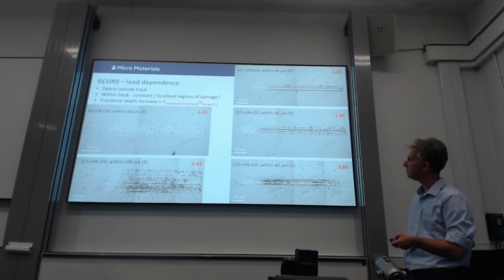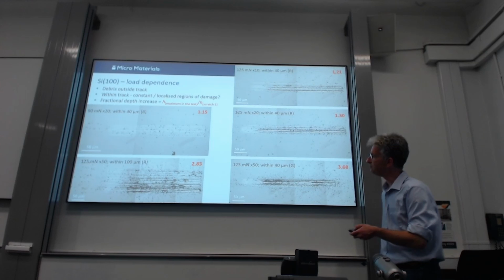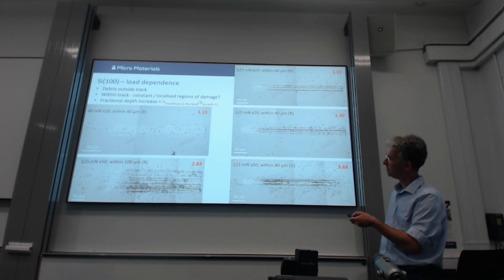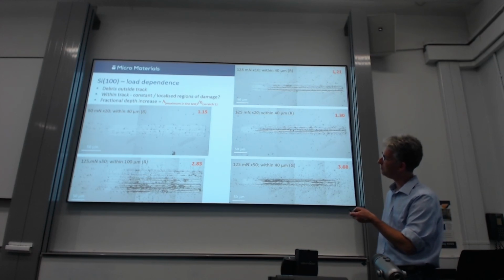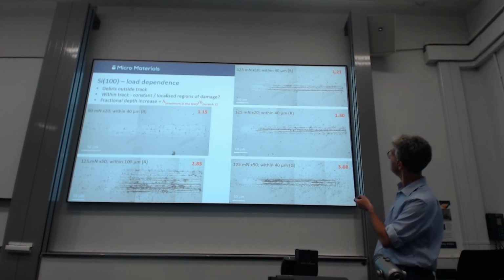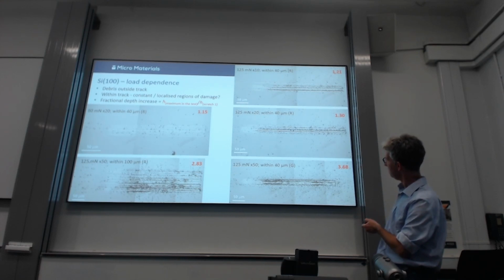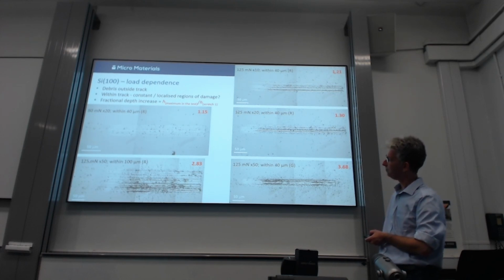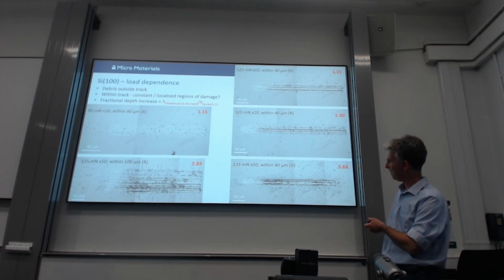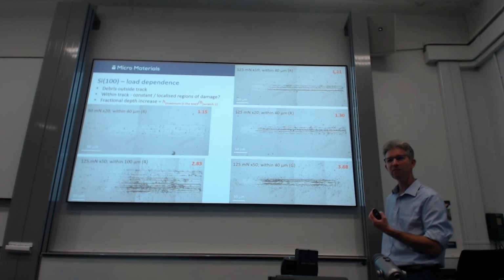So there are some examples on silicon, different types of tests. This one here at the lowest force, you're picking up a little bit of debris, but this fractional depth increase parameter stays quite close to 1. In other words, there's not much damage. But as you jack up the force, you get a lot more subsurface damage and you get these huge changes. And you can see the amount of debris that's generated outside the track is quite different. So this silicon is obviously a very, very brittle system.